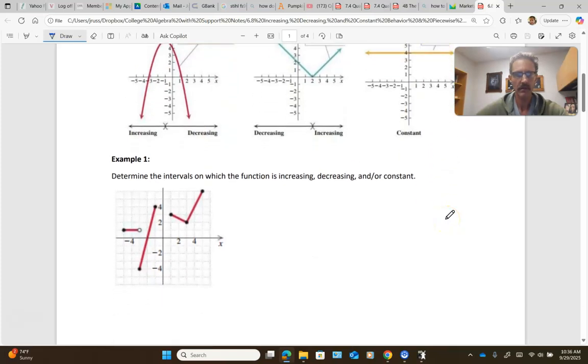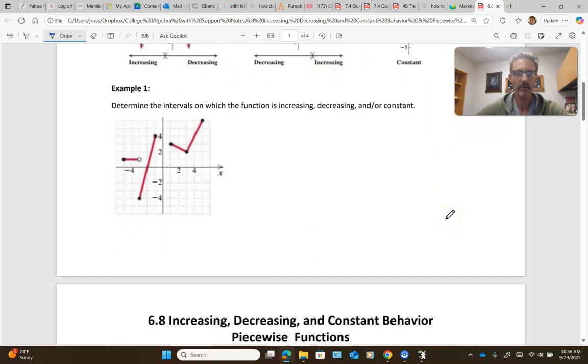Okay, so let's take a look at an example. Now, I do want to say that these examples we're looking at, guys, are just kind of made up. These are actually piecewise functions, because if you look at them, they look like they're made up of a bunch of pieces, don't they? Pieces of different functions that have all been combined. All right, so we want to list the intervals over which the function is increasing, decreasing, and/or constant.